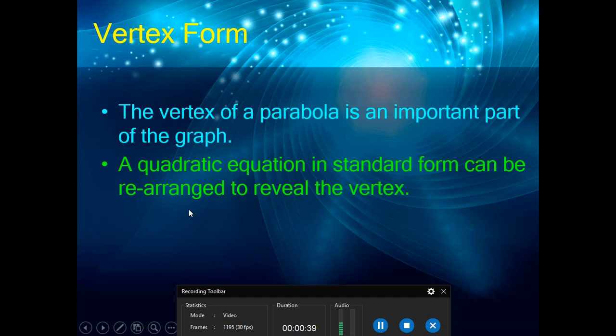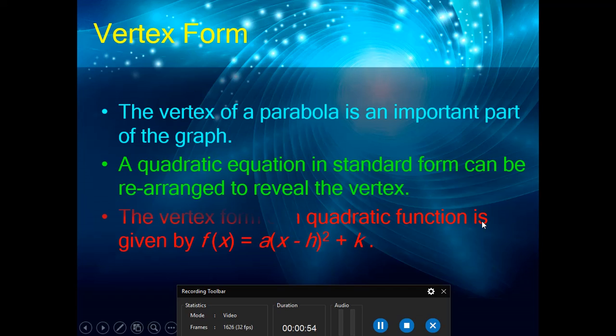We typically like to have our quadratic equations written in standard form so that we can identify the values of a, b, and c. But if we manipulate the function, we can actually reveal the location of the vertex. If your quadratic equation is in vertex form, it will look like this generic model, and we typically see some kind of binomial raised to a second power.